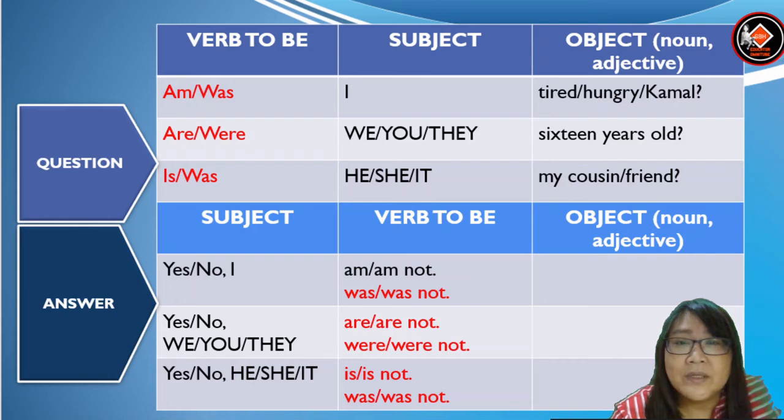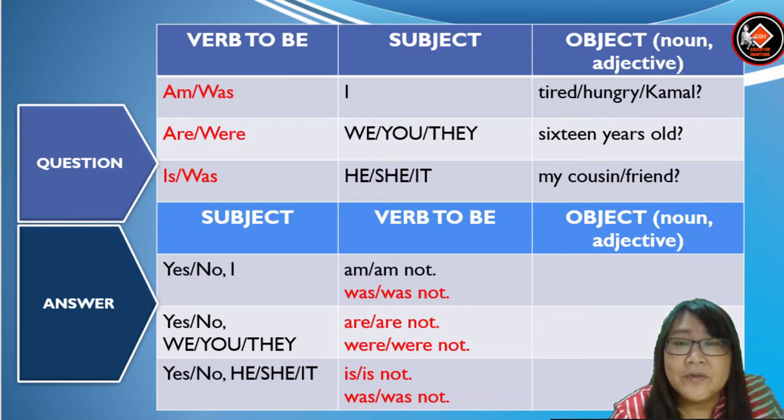And next we have for he, she, it. So we use is or was. So you can say is he my cousin? Was she my friend? Or was she your friend?